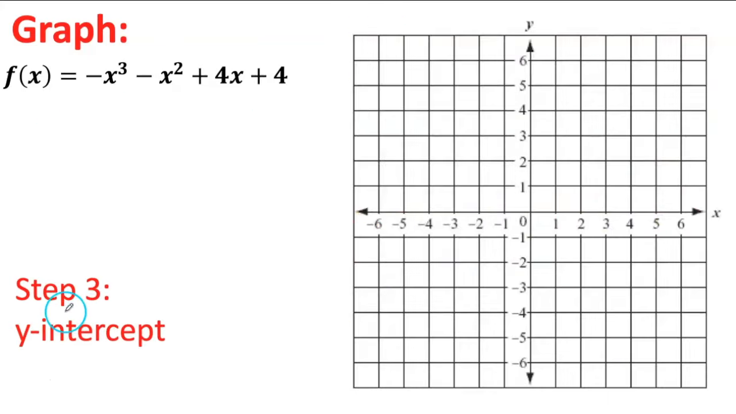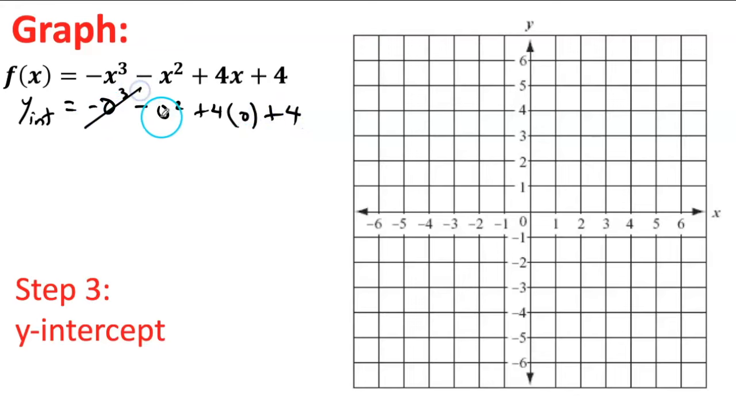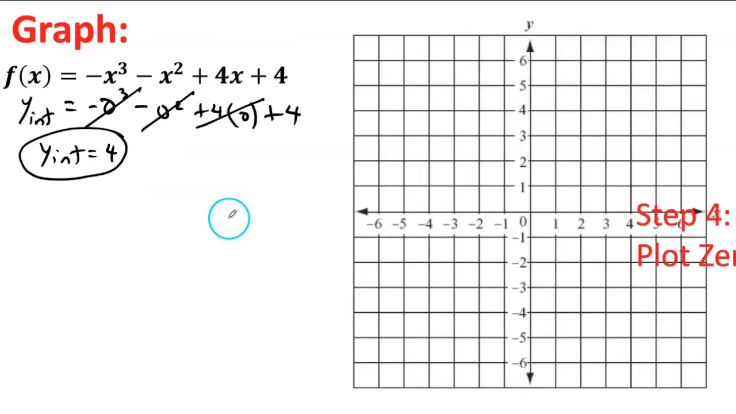Now the next step is step number 3, the y-intercept. To find the y-intercept, I make the x 0. So to find the y-intercept, I make every single one of these 0. If you notice, if I have something times 0, that's going to cancel. 0, 0, 0. What's left? My y-intercept is equal to 4. Okay, next step.